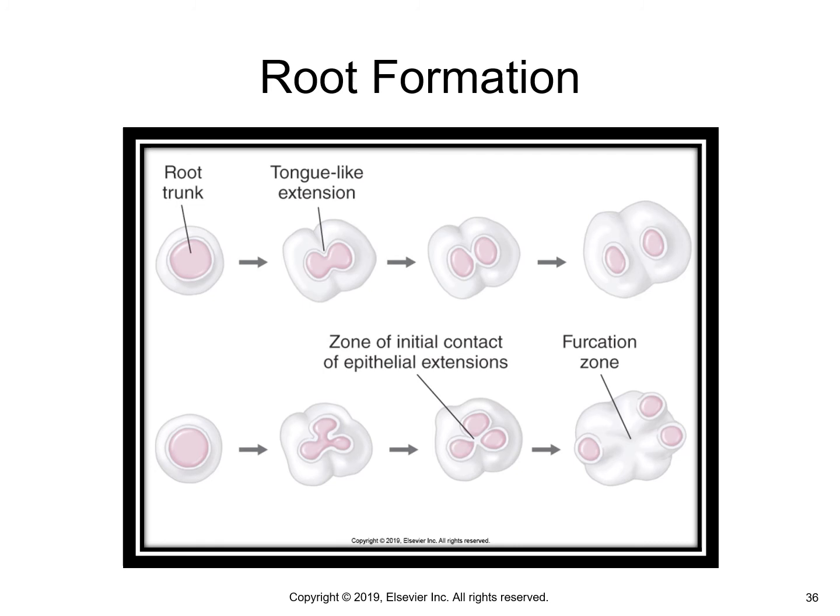On the lower image, we see they all start as a single, and then Hertwig's root sheath decides kind of how they're going to be divided. The bottom is representative of a maxillary molar, which would have 3 roots.